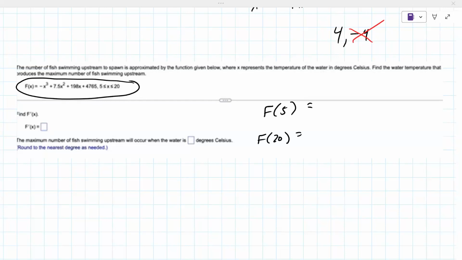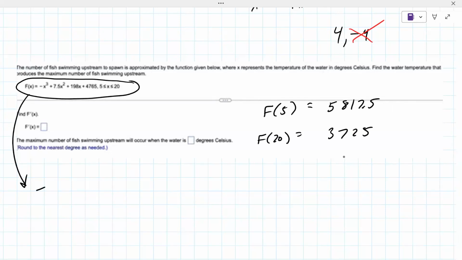I'm just putting this into my calculator on the other screen. All right, it's negative x cubed plus 7.5 x squared plus 198x plus 4765. So that is 5817.5. And then for 20, it's 3725. So the maximum right now is this number, but we'll see if we get a better number when we take the derivative.